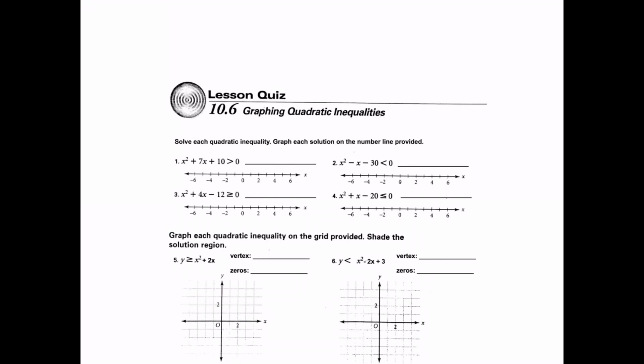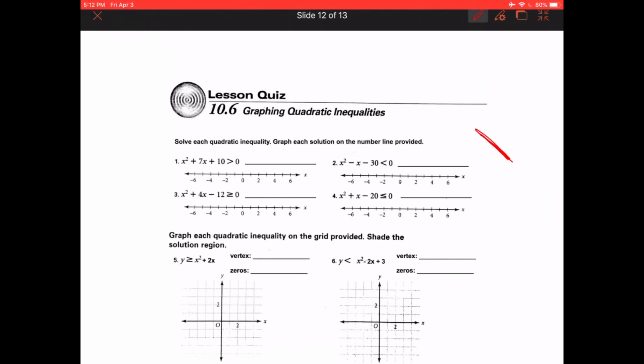And then here for the bottom half of your homework, you have 4 problems where you're graphing on a number line, and then 2 where you're graphing on a coordinate grid. Okay, so just go through, again, leave any questions that you have in the comment section of Google Classroom.